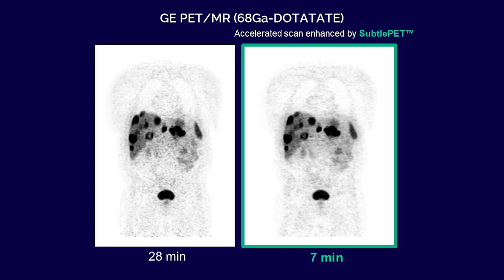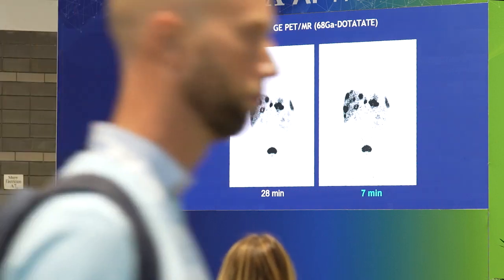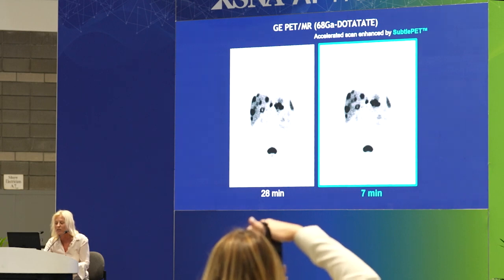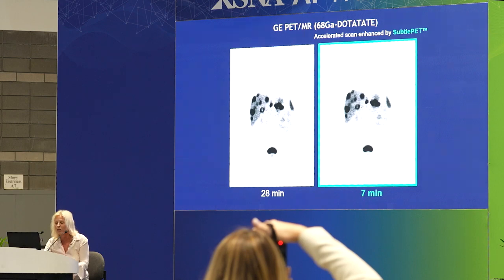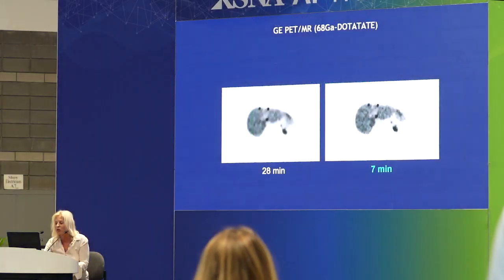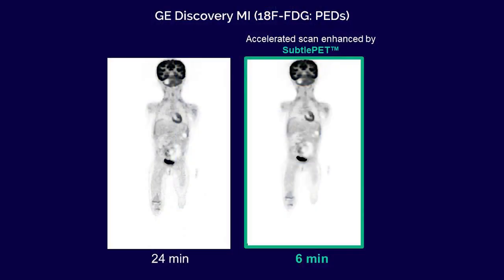Here's a patient with a lot of metastases. This exam took 28 minutes. We can alter the protocol, get it down to 7 minutes, but again, we have that very noisy image, and then we restore the quality with deep learning enhancement. You can see here again also in the contrast to noise ratio, those lesions become very conspicuous. Here's another exam. It took 28 minutes, altering the protocol to get it down to 7, and then restoring the image quality with deep learning.